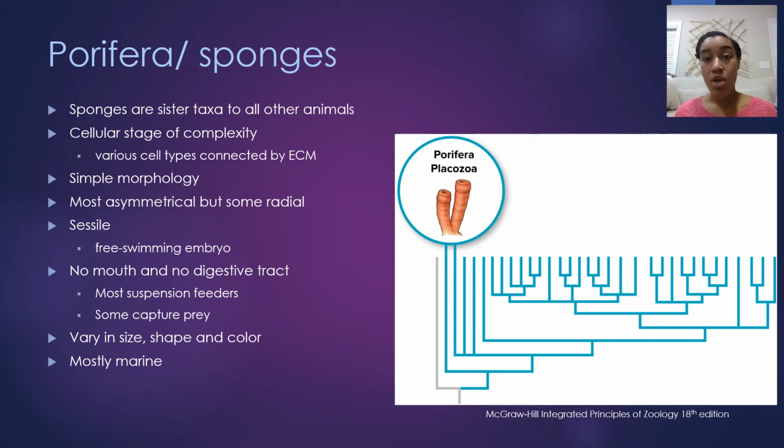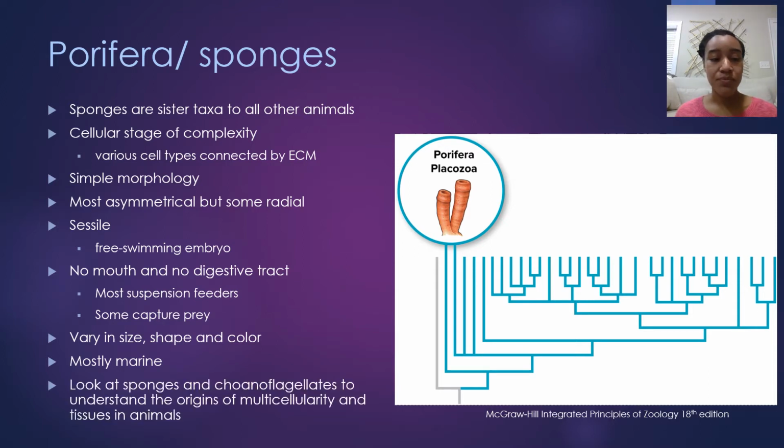Most of them are marine, but you can have sponges that live in freshwater environments and in brackish water, and brackish water is where fresh and salt water meet, but the vast majority of them are marine.